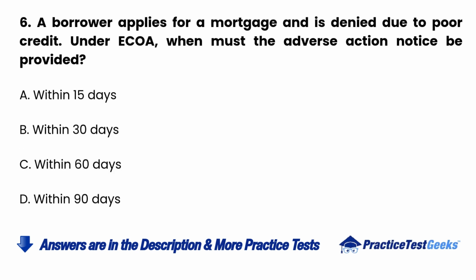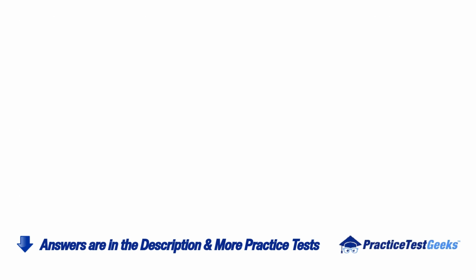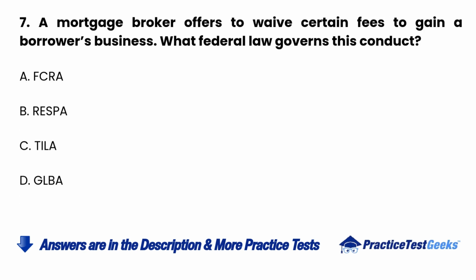6. A borrower applies for a mortgage and is denied due to poor credit. Under ECOA, when must the adverse action notice be provided? A. Within 15 days. B. Within 30 days. C. Within 60 days. D. Within 90 days.